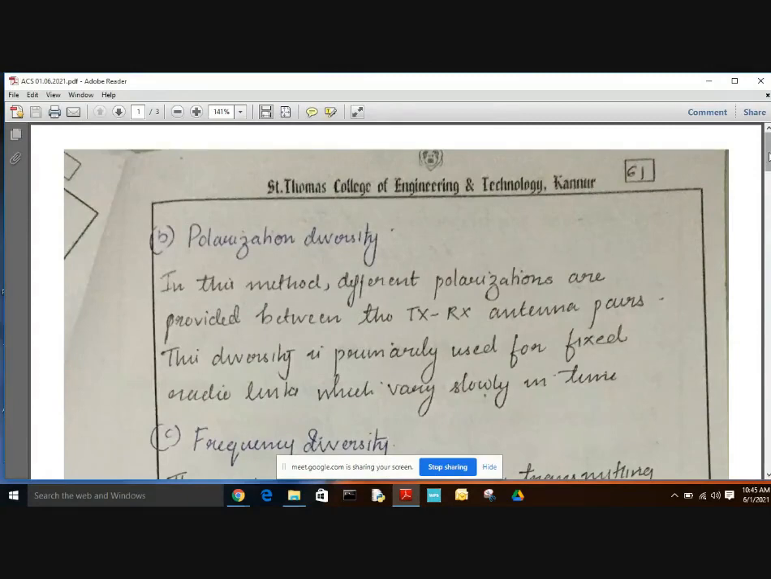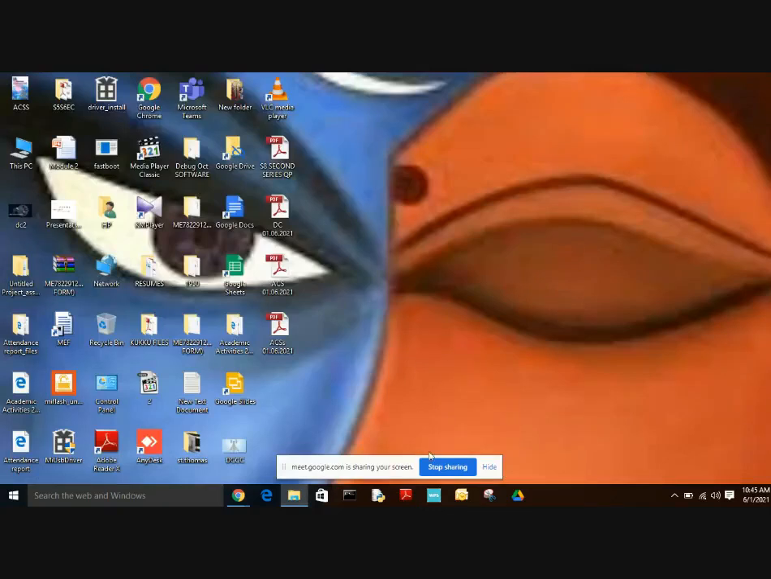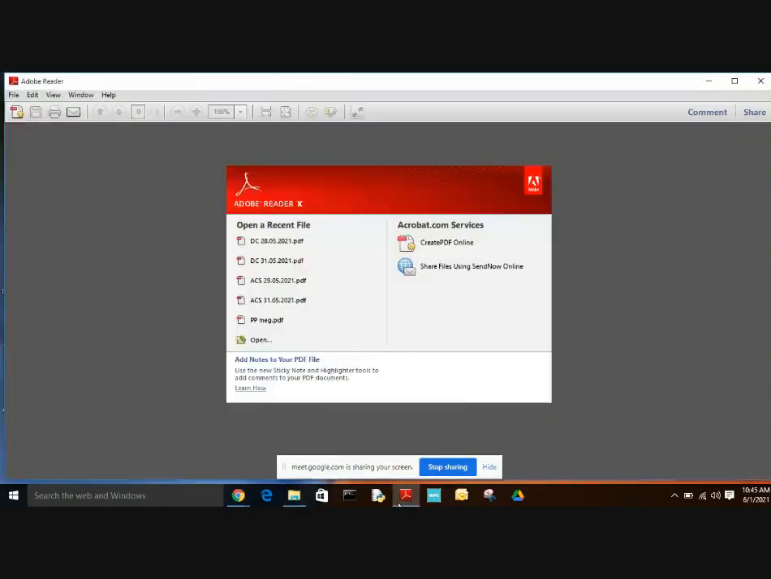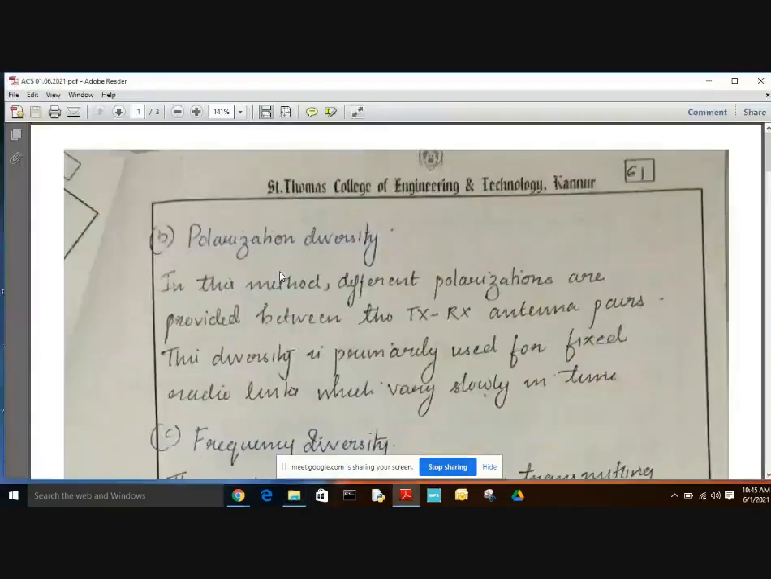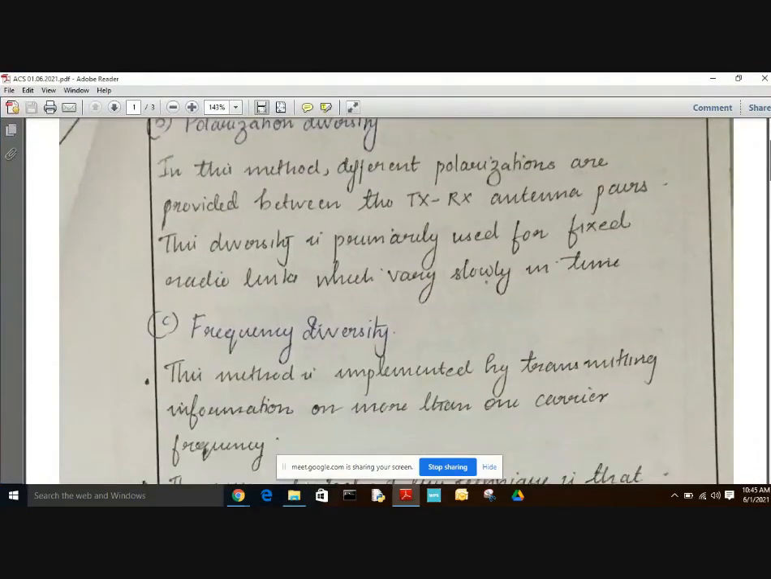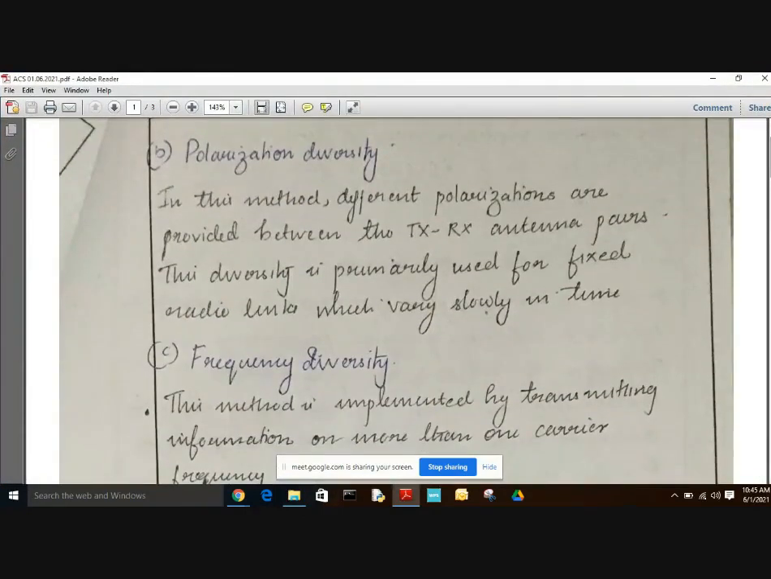So the next category is the polarization diversity. Here in this polarization diversity, different polarizations are provided between the transmitting and receiving antenna pair, and this diversity is primarily used for fixed radio links which vary slowly in time.